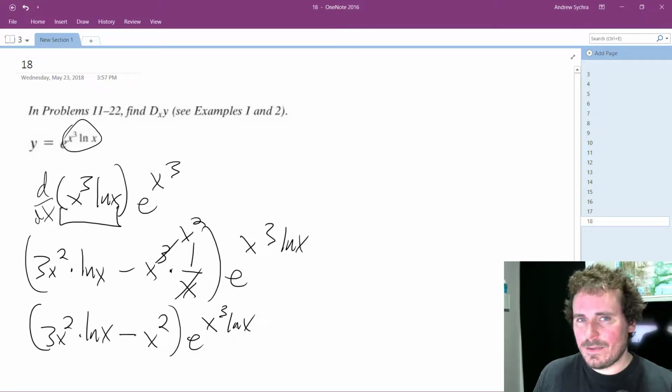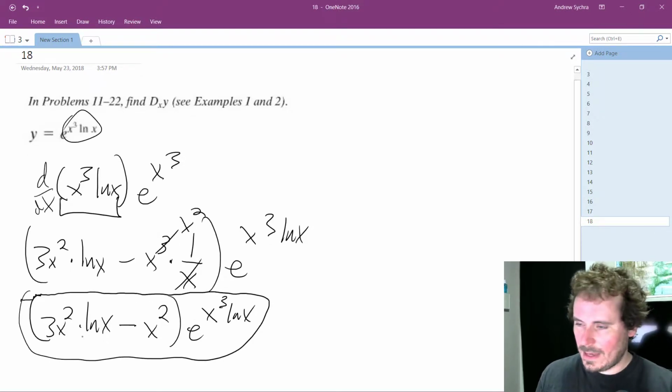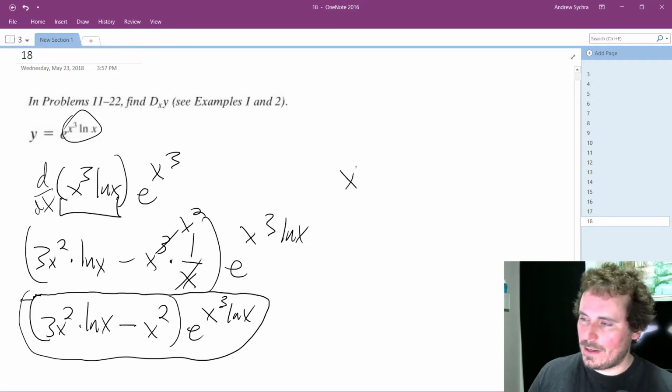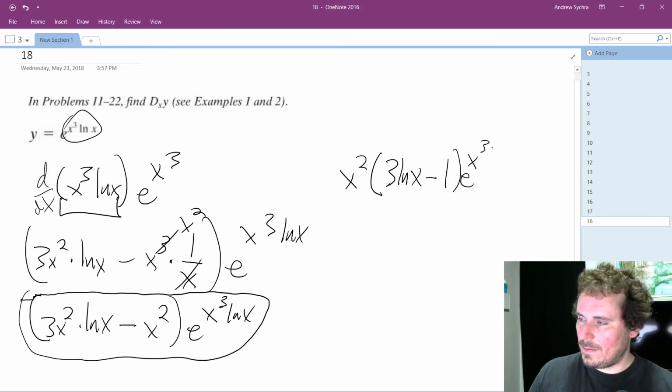So with this right here, what you can do is, well, this is set right here. This is the final solution. But what you can do if you really want to is you can factor out an x cubed if you want, or x squared. You could get x squared times 3 times natural log of x minus 1 times e raised to the x cubed natural log of x.